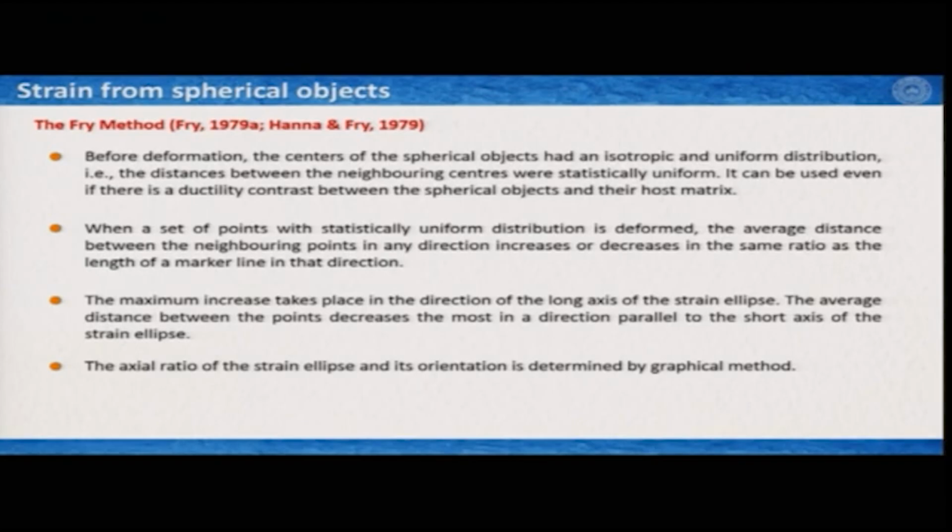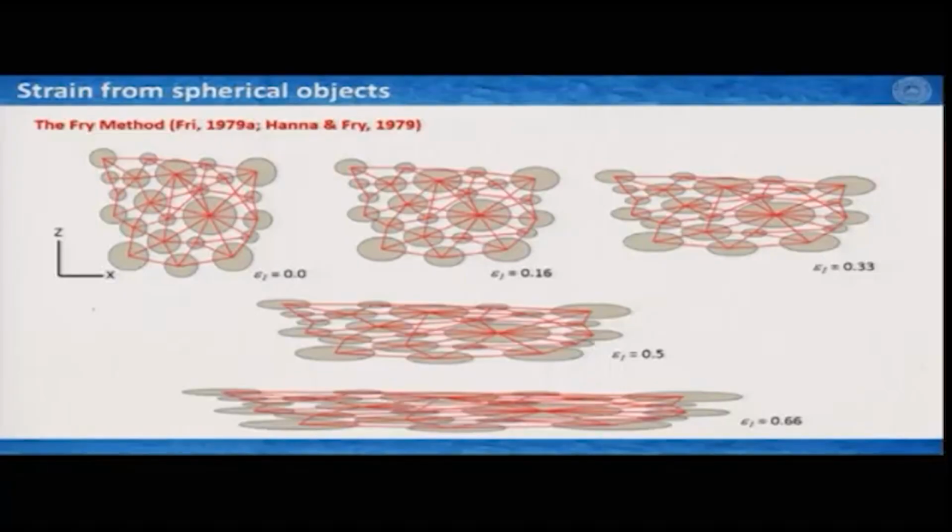The axial ratio of the strain ellipse and its orientation is determined by a graphical method, which is the Fry method. So what is written here, try to understand this in an illustration. What we see in this illustration is that I had some spherical objects which are now spheres in 2 dimensions. This is my x direction, this is my z direction.